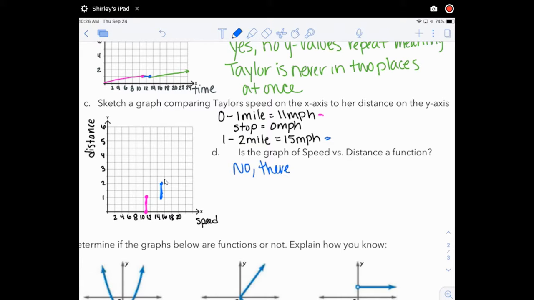There are multiple y values for each x value.